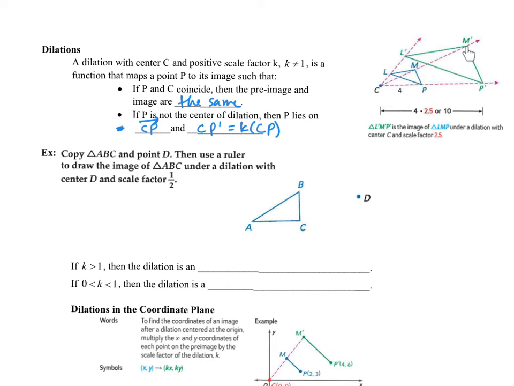Look at point M prime. It lies on ray CM, and the distance from C to M prime is 2.5 times the distance from C to M. And then one more time, take a look at P prime. P prime lies on ray CP, and the distance from C to P prime is 2.5 times the distance from C to P. So let's try our hand at doing a dilation by hand.